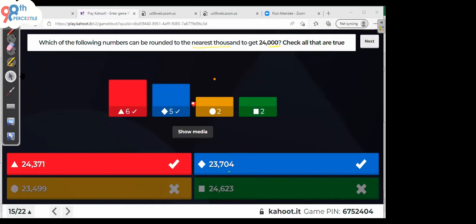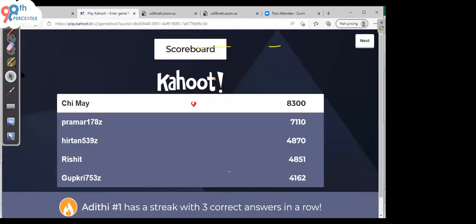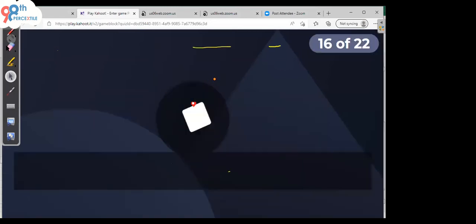Okay, so let's see who is the winner here, who is leading. Okay, Sanjukta has come up. Aditi has a streak of 3 correct answers. Very good. Okay, the 16th question.